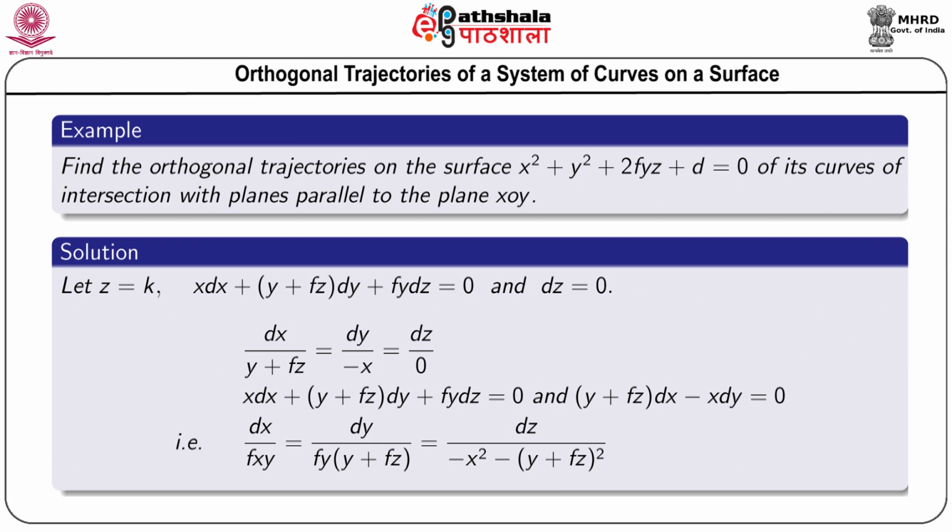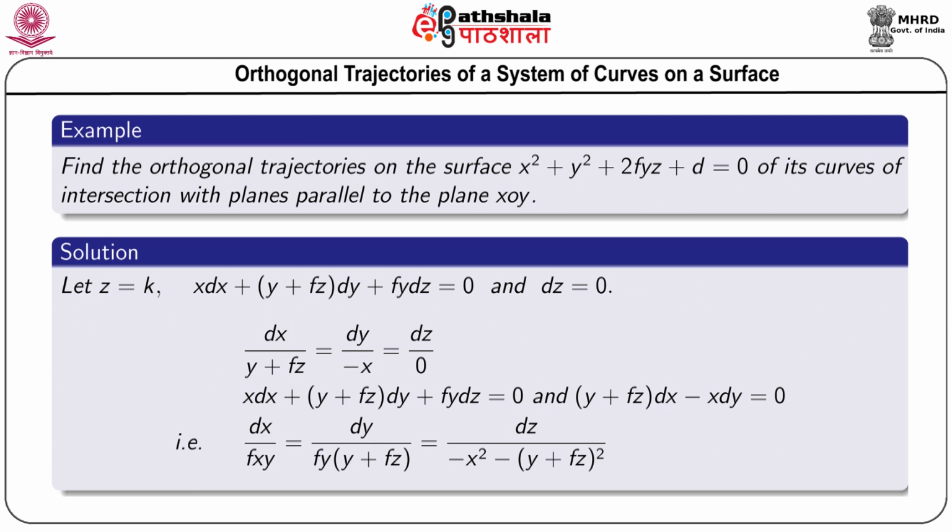If that direction is dx dash, dy dash, dz dash, it will satisfy this equation, since the orthogonal trajectories must lie on the given surface. So, this equation will be satisfied and the orthogonal trajectory is perpendicular to the given system of curves. So, if we solve these two equations, then that will give the differential equation for the orthogonal trajectories.